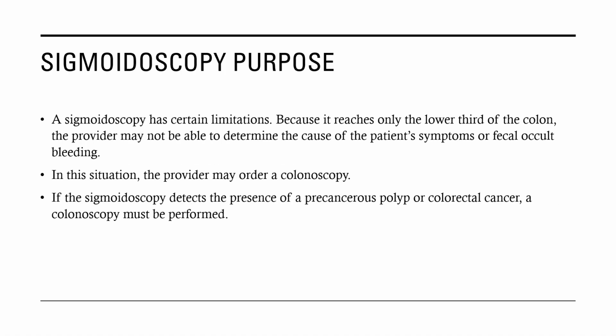A sigmoidoscopy does have certain limitations. Because it reaches only the lower third of the colon, the provider may not be able to determine the cause of the patient's symptoms or fecal occult bleeding. In this situation, the provider might want to order a colonoscopy, which is going to look at the whole entire colon. If the sigmoidoscopy does detect the presence of precancerous polyps or colorectal cancer, a colonoscopy must be performed.